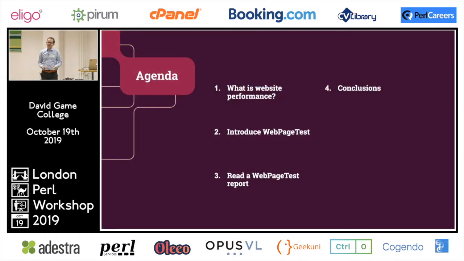So we're going to talk about what is web performance. We're going to introduce WebPageTest, the tool itself, and see how we can use it and run a report. And then we're going to get a big, scary report. So we'll dig through the report and all the parts of it, and then we'll have some conclusions. And in between this, I'm going to have some Leon top tips for web performance, not just general top tips.